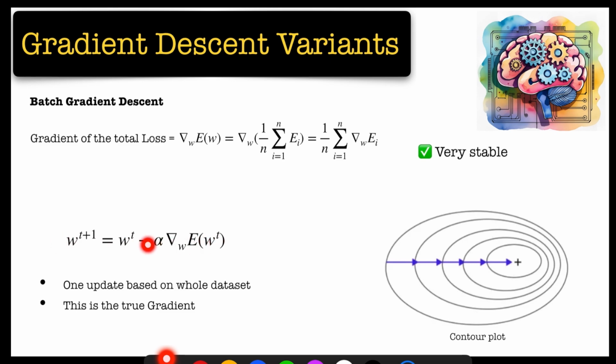So in this, one update is based on the whole data set, and this is the true gradient because we are using all the data points for calculation. This is very stable. If you see the contour plot for the loss graph, here we have the minimum loss, and let's say we are starting from here. We'll move towards the minimum point, and you see this move is very smooth, very stable.